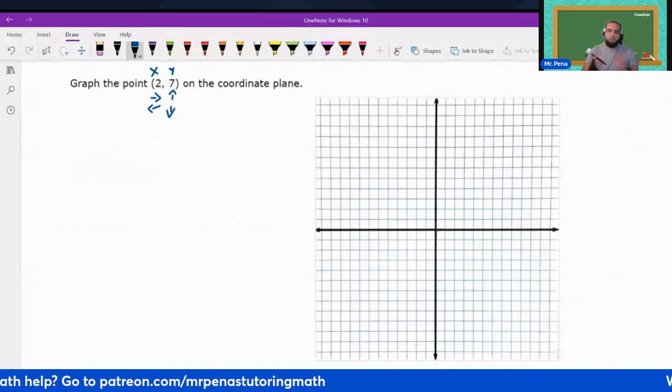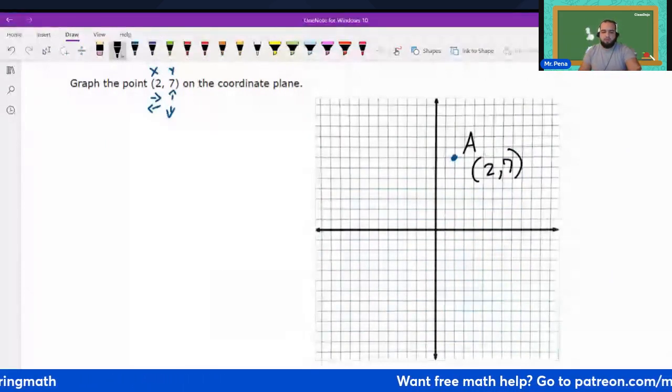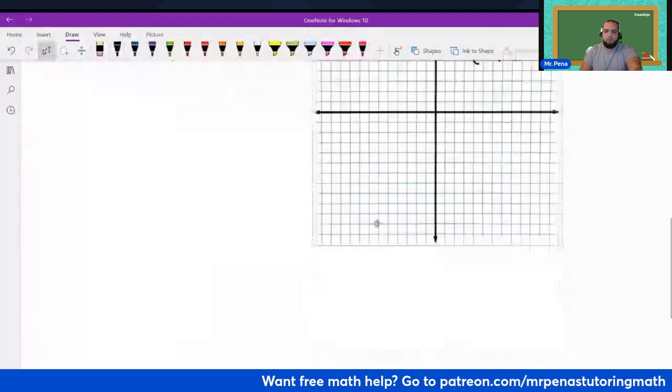Now we're going to get into quadrants. Quadrants. It's a pretty important word.